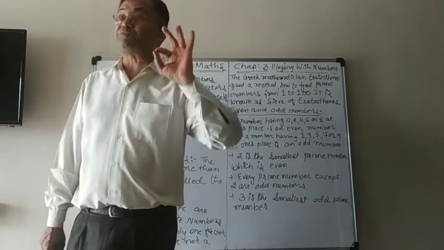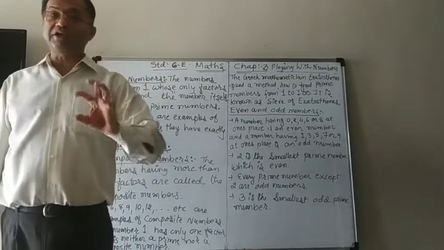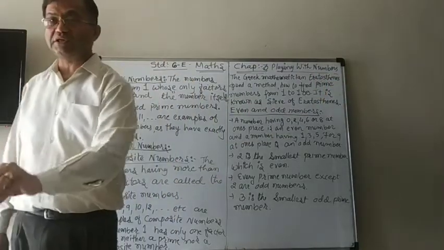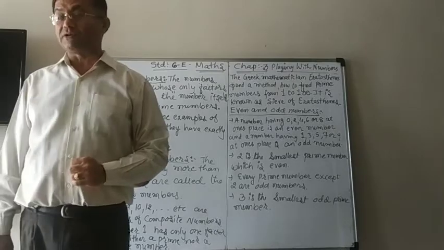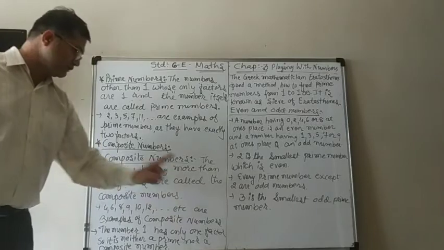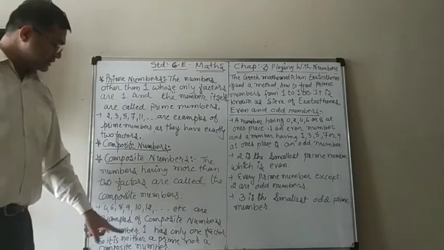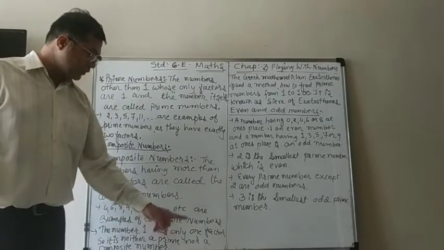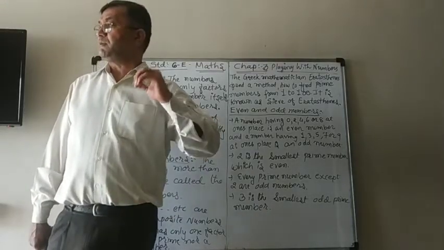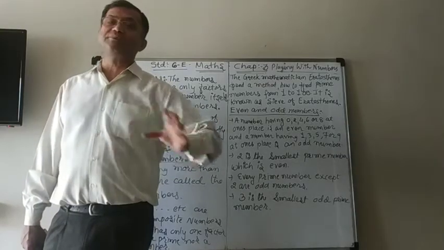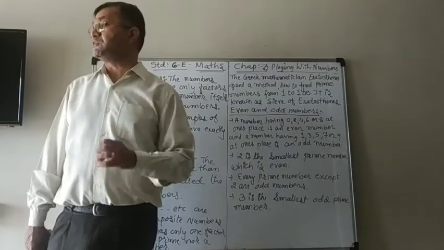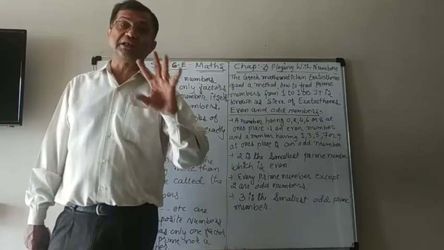Therefore, 1 is a special number. You cannot put it in the prime numbers, and you cannot put it in the composite numbers also. So we wrote down here: the number 1 has only 1 factor, so it is neither a prime number nor a composite number. You cannot put 1 in either of those categories, because it is a very special number.